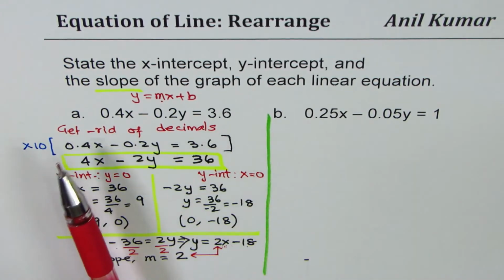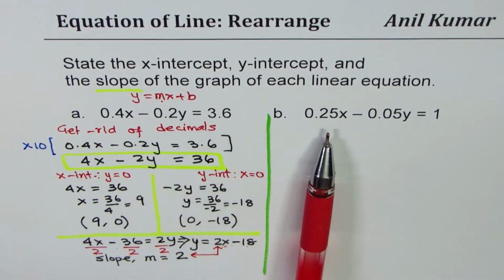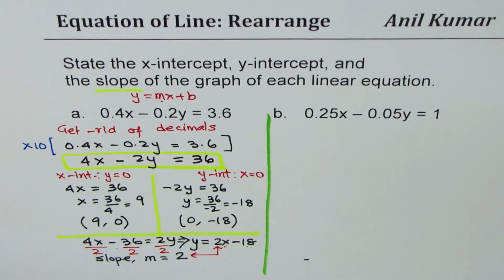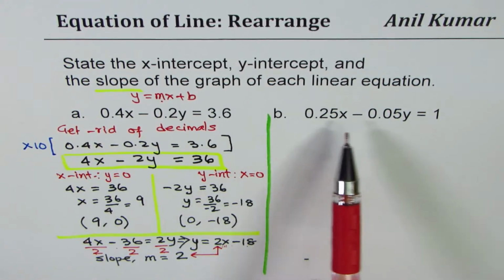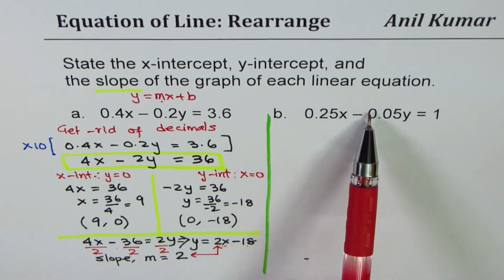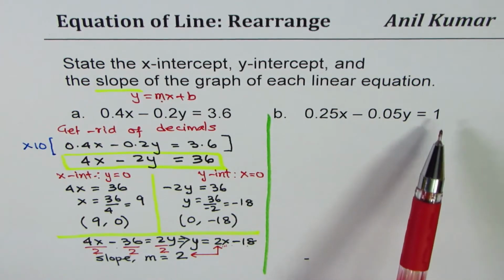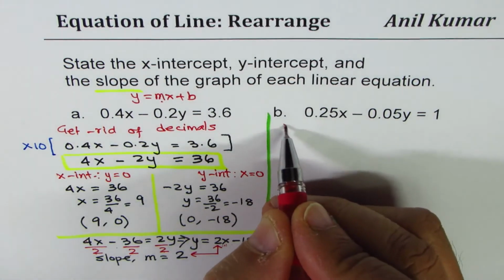This time my approach is not to get rid of decimals. Sometimes you have to work with decimals. You may or may not like it, right? So we'll work with decimals. We have 0.25x minus 0.05y equals 1. So let's find x and y intercepts.